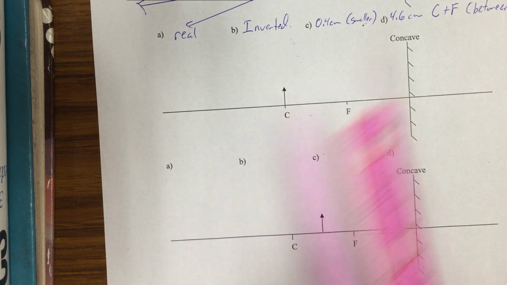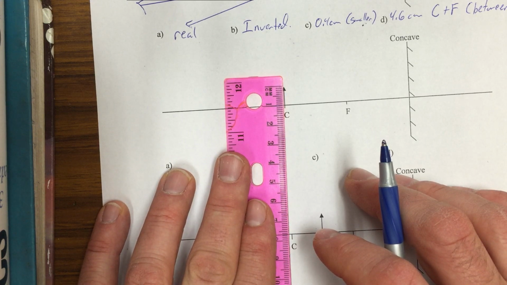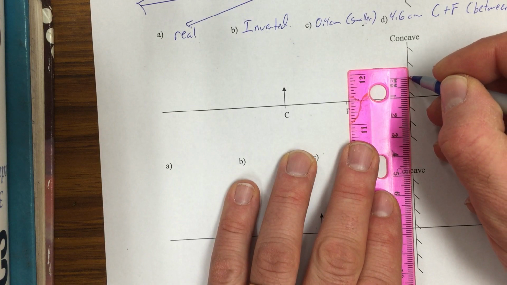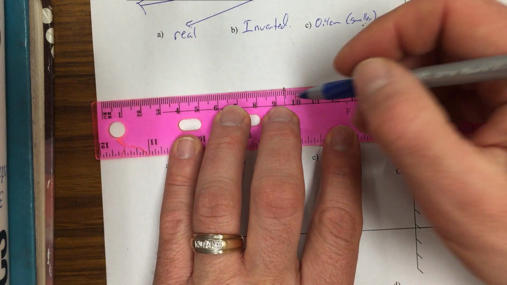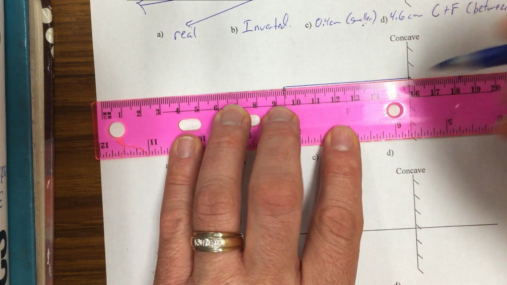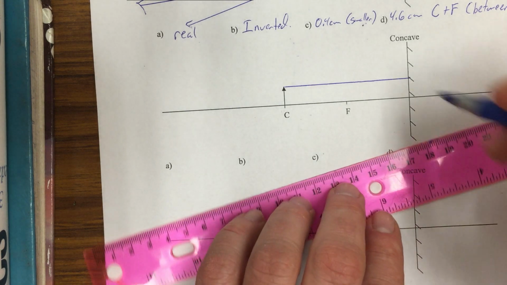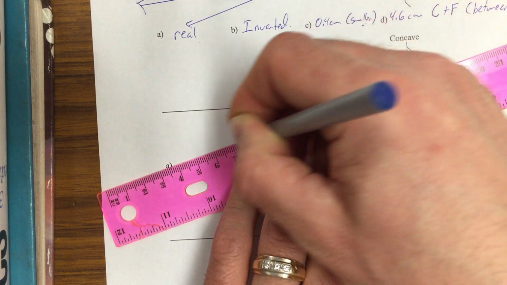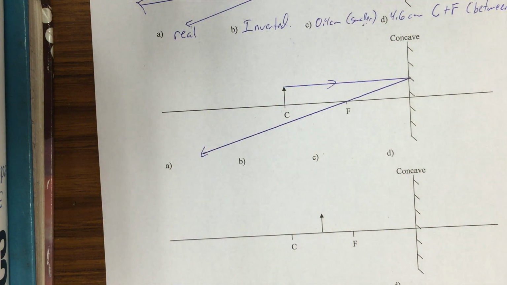So once again, we're going to use the same kind of concept. We're going to use light ray number 1, which means we have to go in over here, in parallel, out where? Out through F. So we have to go out through F like so. And put our arrowheads on it as we draw them so we don't forget them later.